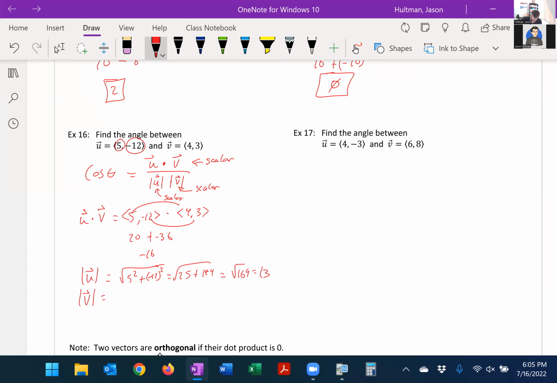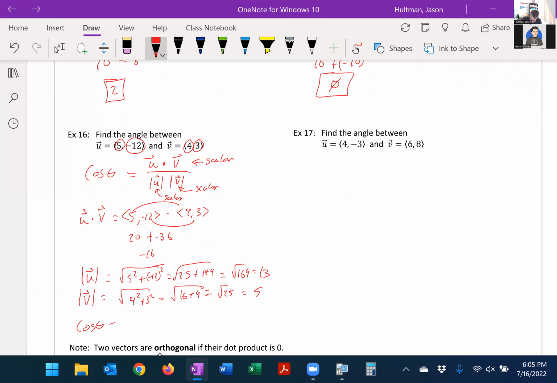What about the magnitude of v? Magnitude of v, this is a 3, 4. So if I go 4 squared plus 3 squared, a squared plus b squared, and then square root that, this is just a 3, 4, 5 right triangle. And so this is just going to be the square root of 25. I'll write it out. The square root of 16 plus 9, which is the square root of 25, which is 5. Okay, so now we need to put this all together.